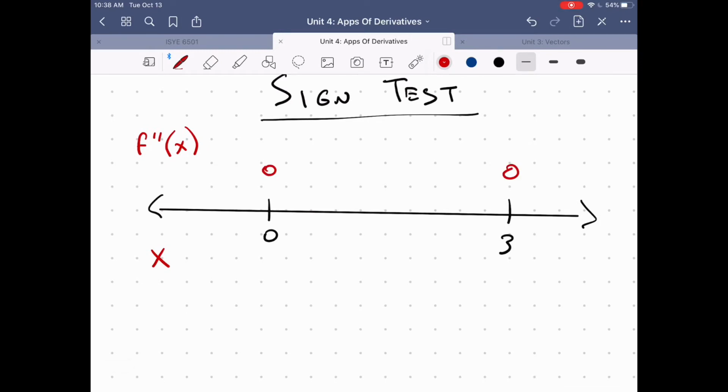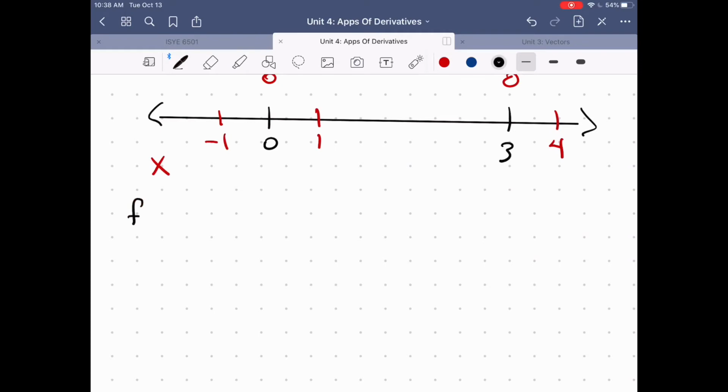Now we need to create new points around each of these critical points. To the left of 0, I'll choose negative 1. Between 0 and 3, I'm going to choose 1. And then to the right of 3, I'll choose 4. Each of these points gets plugged into the second derivative formula. That'll tell me if it's positive or negative at that point.